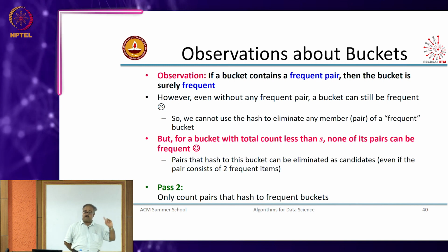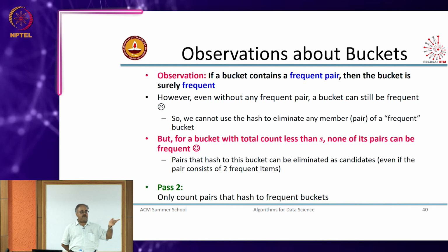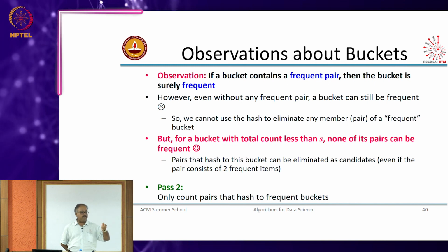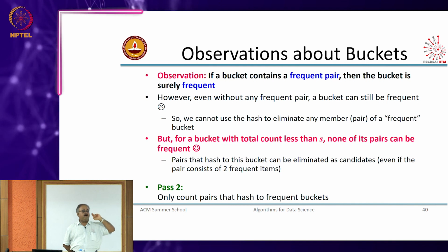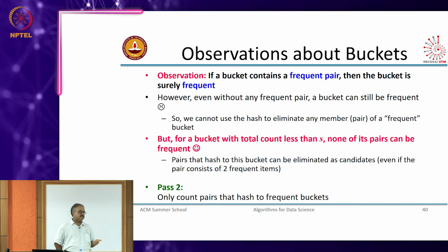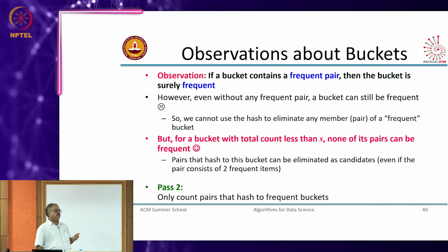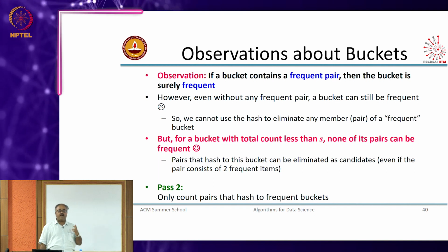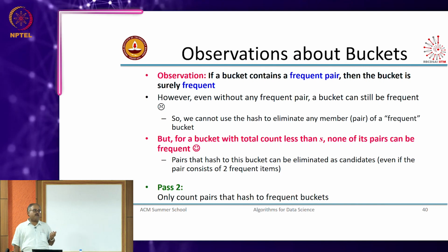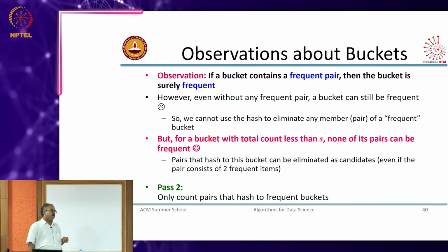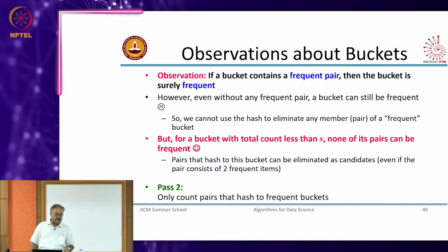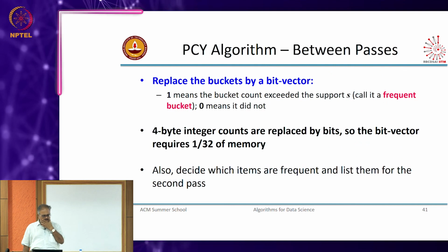You can still do the original filtering that you are doing in a priori. What was the original filtering you do in a priori? You count a pair only if both the elements are frequent. So you will have that filter still, okay, both elements have to be frequent and the pair has to hash to a frequent bucket. So that way you will not be counting pairs of items where one of them is not frequent just because it hashes to a frequent bucket, right.